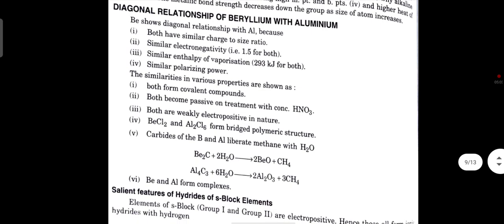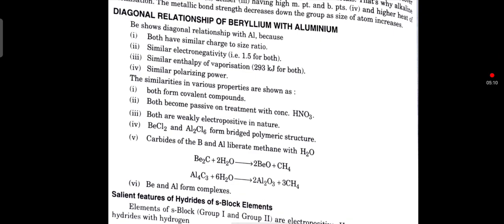Now we will discuss the diagonal relationship of beryllium with aluminium. Beryllium shows a diagonal relationship with aluminium because both have similar charge to size ratio, similar electronegativity, similar enthalpy of vaporization, and similar polarizing power. The similarity in these various properties is shown.